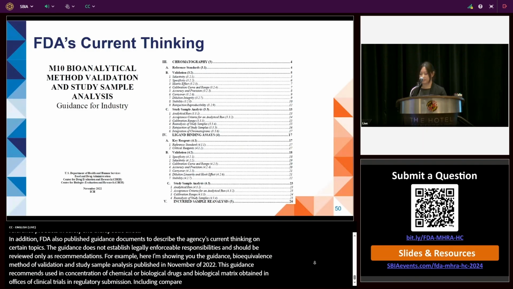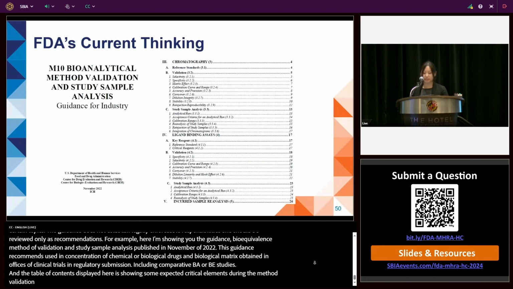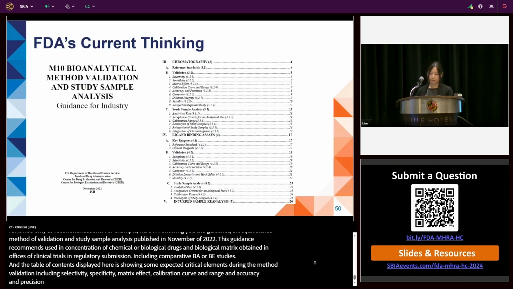And the table of contents displayed here is showing some expected critical elements during method validation, including selectivity, specificity, matrix effect, calibration curve and range, accuracy and precision, carryover, dilution integrity, and stability.